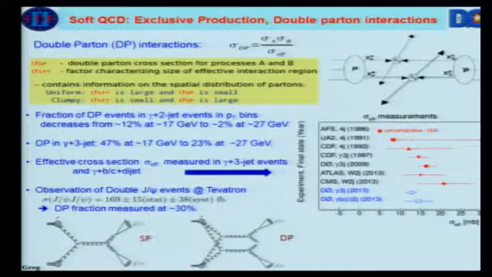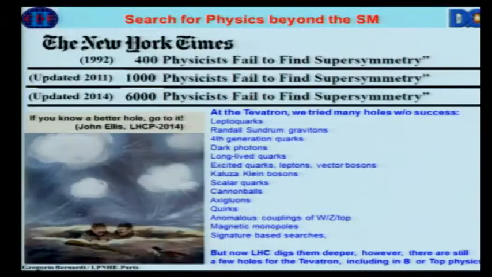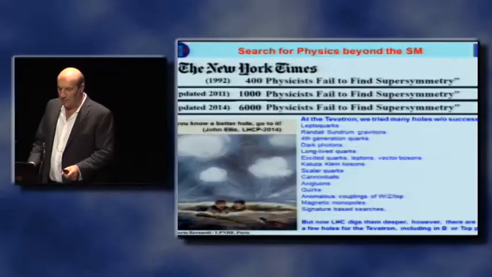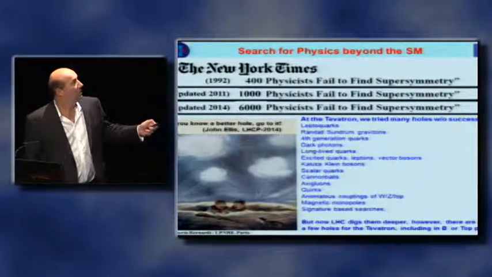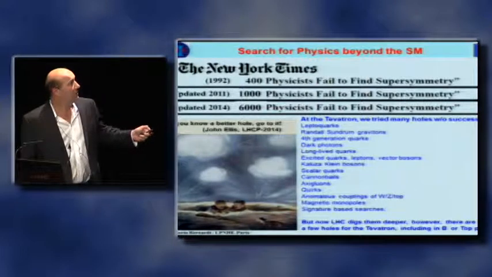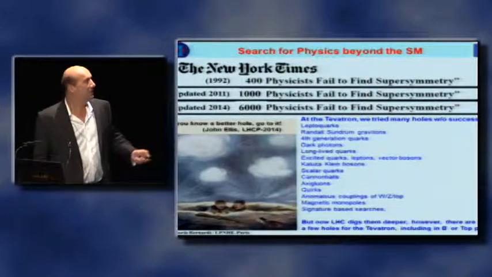The measured cross-section is given here, and the dP fraction in these events is also quite sizable, at the level of about 30%. So for physics beyond the standard model, as you know, since 1992 we have a very strong claim that 400 physicists failed to find supersymmetry, and we are proud to update this with 1,000 physicists at the end of Run 2 of the Tevatron. And I think at this conference there are 6,000 physicists who also failed to find supersymmetry.